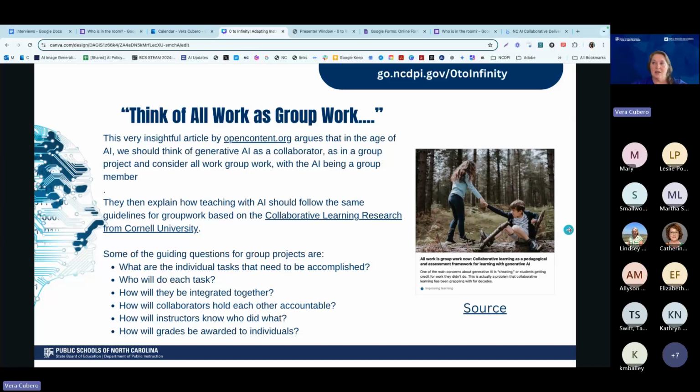But this research is from Cornell University, and I've linked it there as well. It's worth reading. It's a very thought-provoking article. And that's the one that kind of got me thinking as I created the graphics that I'm going to show you in a minute about how do we evaluate that when AI is one of those partners.